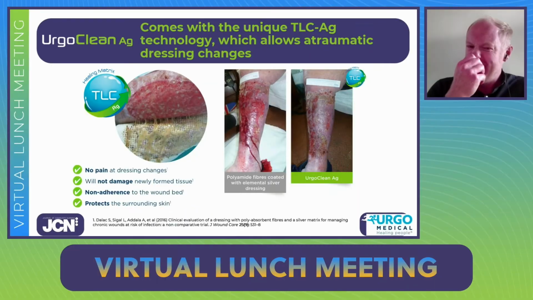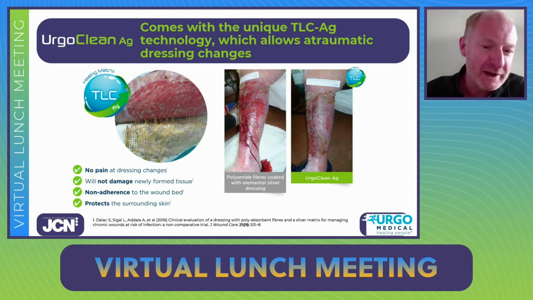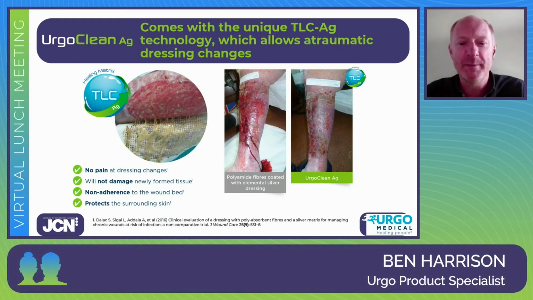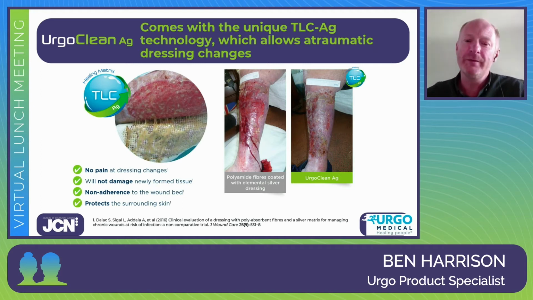There you go. So let's not forget how important pain-free dressing changing is as well. UrgoClean Ag, with the unique TLC Ag technology that we've got, allows really atraumatic dressing changes, because pain-free dressing changes are so important. On the picture, you can see a patient with varicose eczema. And on the right-hand side, you can see the patient's leg after the UrgoClean Ag has been removed. That very delicate skin, which so easily becomes damaged and bleeding, has been protected with UrgoClean Ag. And that's not the case with all dressings.